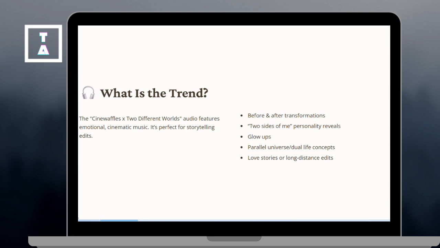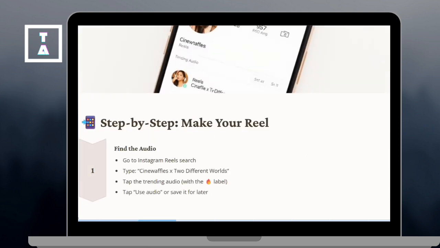And here are the step by step instructions to make your reel. Find the audio. Just go to Instagram Reels and search Cinewaffles X Two Different Worlds, tap the trending audio, and tap use audio to save it for later.